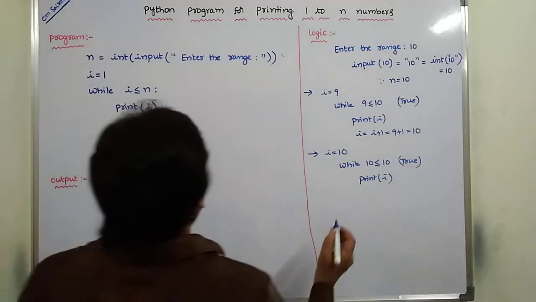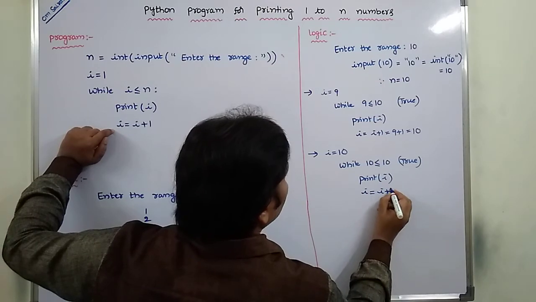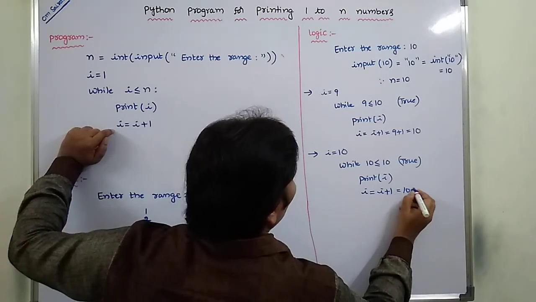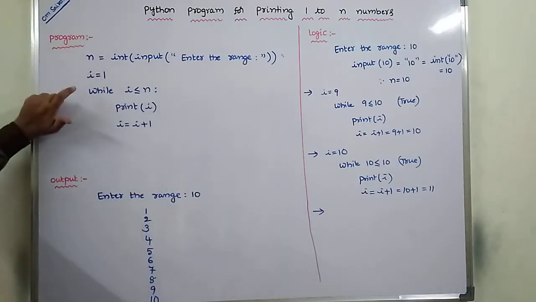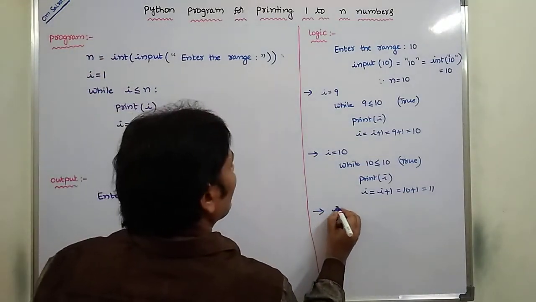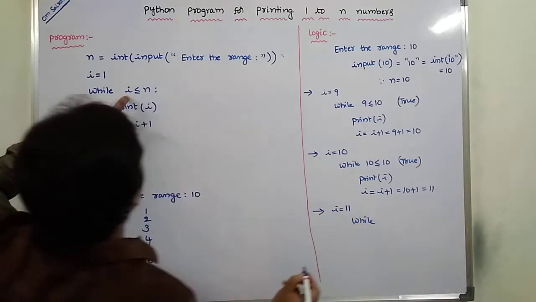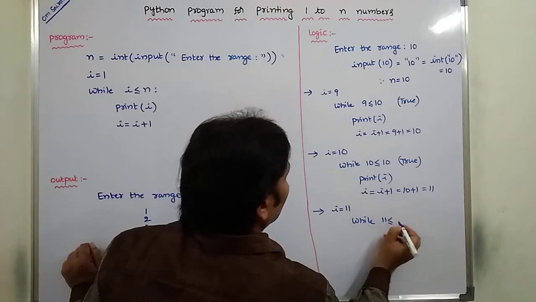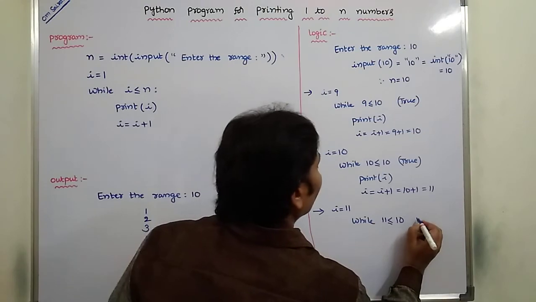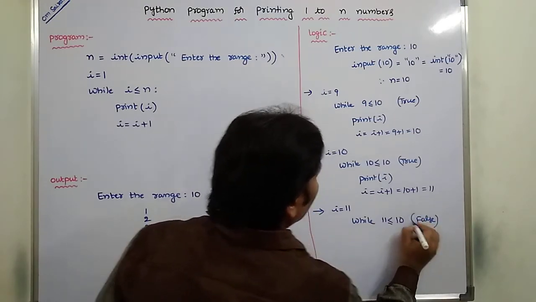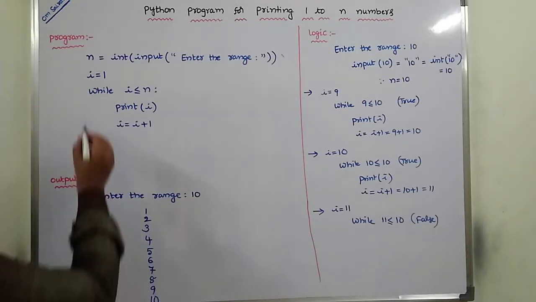Okay. So now after that I is incremented. I is equal to I plus 1, that is 10 plus 1, that is 11. Okay. Again the control goes to the while loop. Now I is equal to 11, while I value 11, n value 10. 11 less than or equal to 10, that is false. Whenever the condition is false, the control goes to the next statement after the while loop.